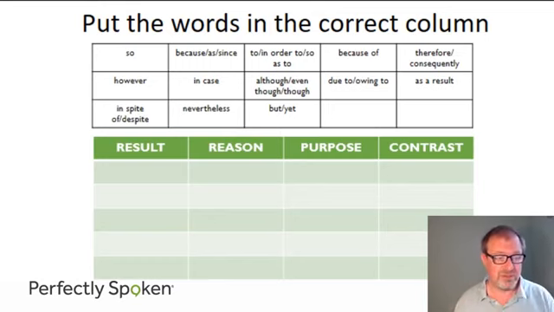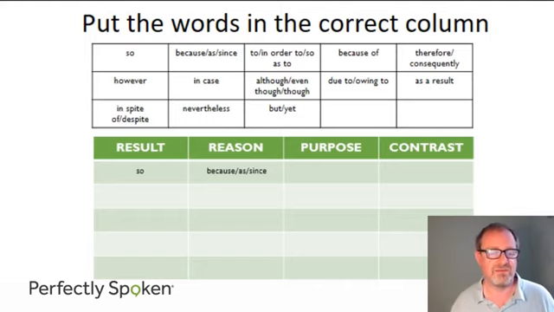So the first linking word I want to look at is so. Where do you think so should go? You can pause your recording now if you want time to think about it. So is a result. Okay, the next one is because, as, and since. Where should they go? Again, pause if you want time to think. And they represent reason. Okay, I bought a new car because my old one wasn't working properly or kept breaking down and so on.